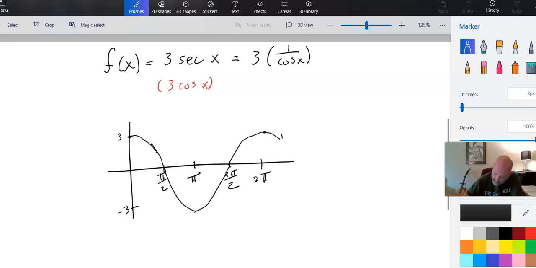All right. So this is what 3 times cosine x looks like. So 3 times secant, we can build off of this thing. And I'm going to build it in purple. So zeros become asymptotes. So I have an asymptote here, and peaks and troughs become peaks and troughs.